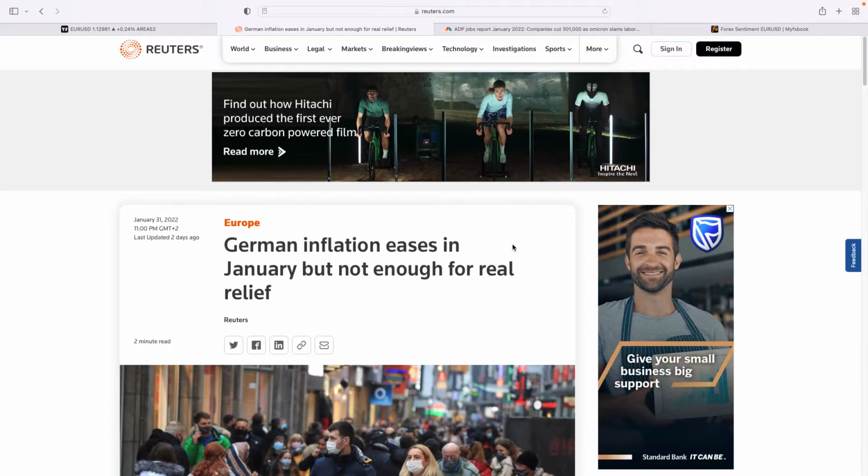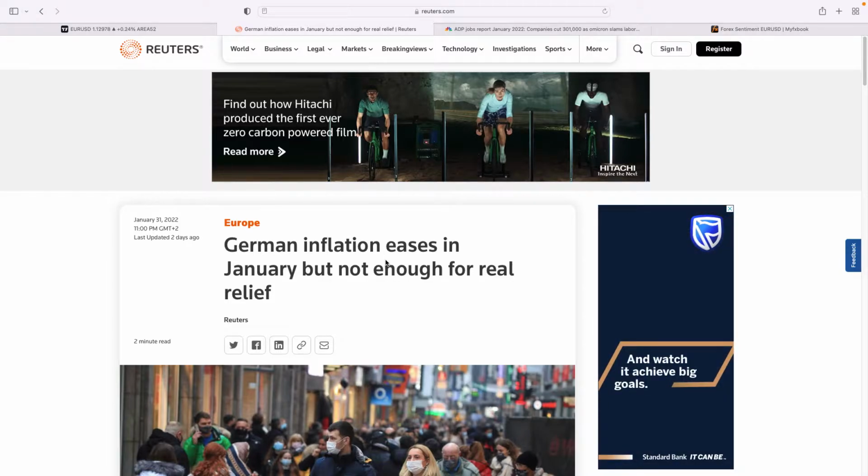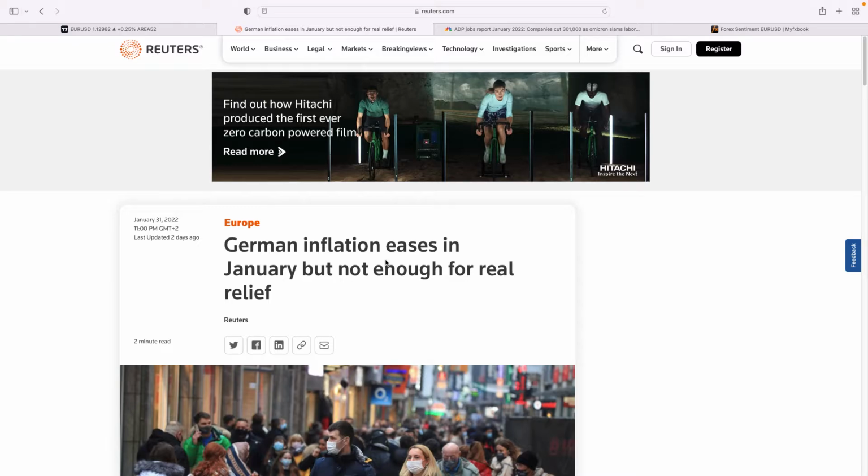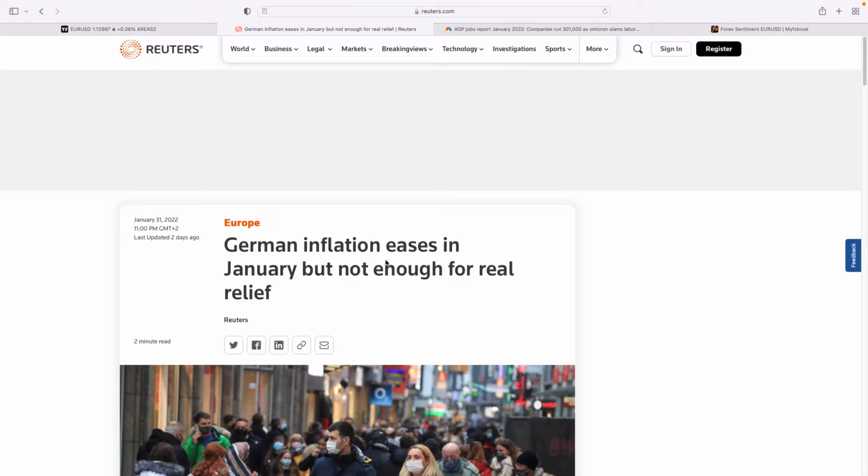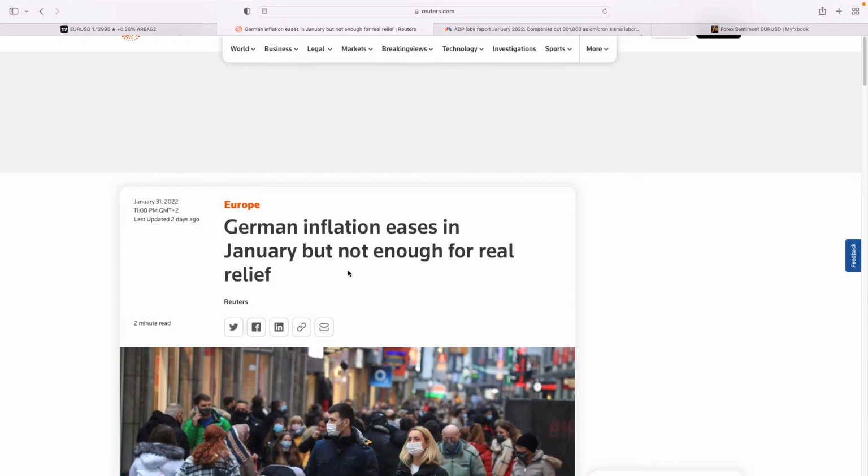Now for those of you that don't know what the CPI data is, it's basically the consumer price index, which measures monthly changes in prices for a range of consumer products. Also keep in mind that changes in the CPI record the rate of inflation. The CPI can also be used as a cost of living measure.